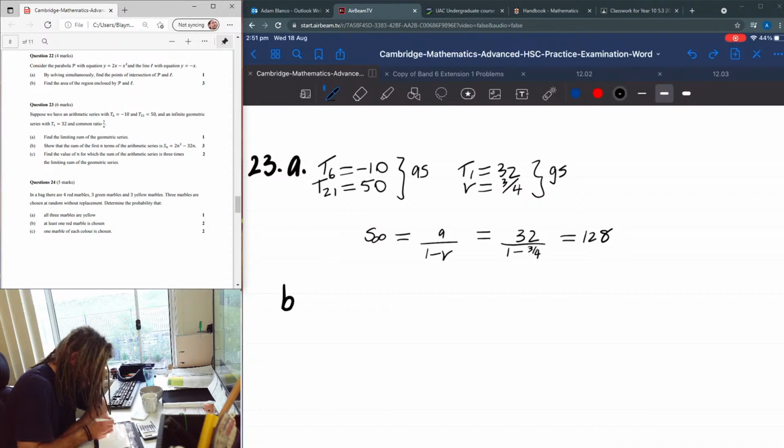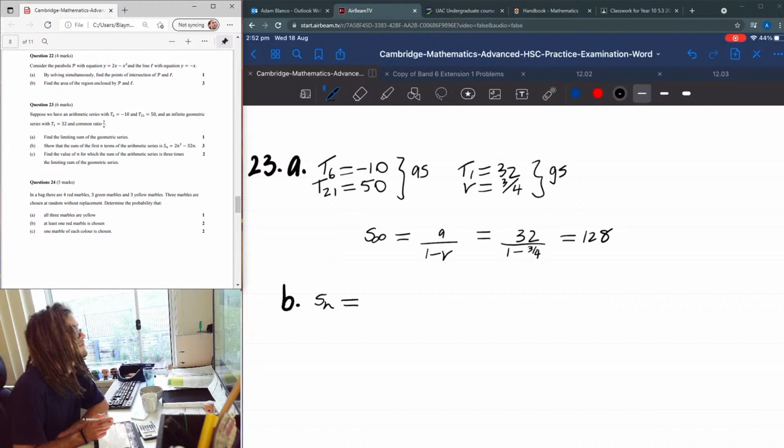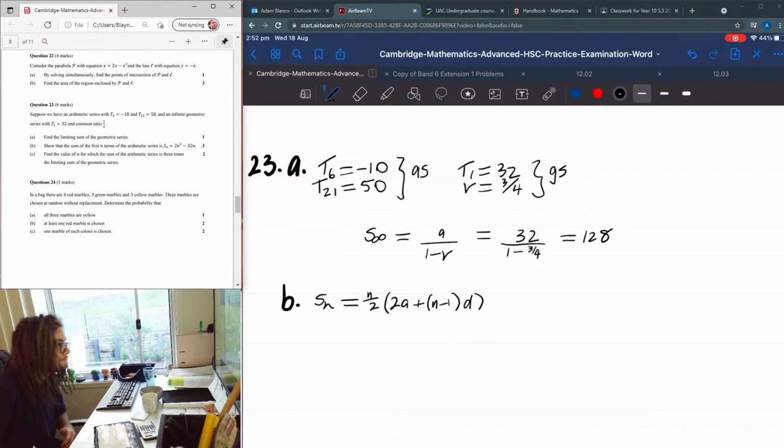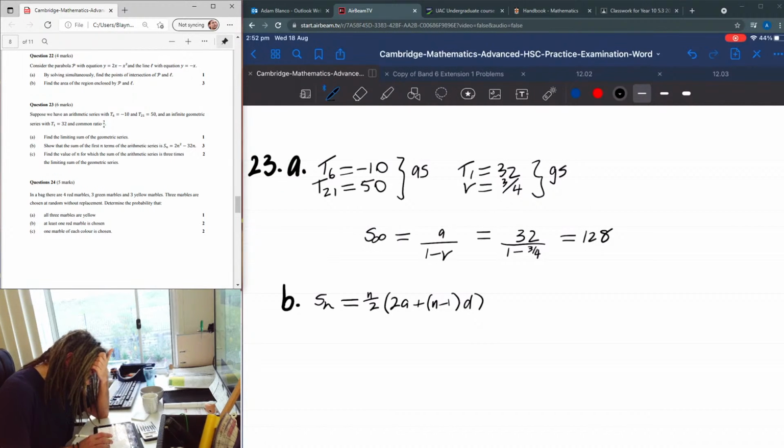B. Show that the sum of first n terms is that thing. So it's a proof. They told me the answer, so that's kind of nice. Now that's the arithmetic series. So my sum formula is, what is it again? It's n on 2, isn't it? n on 2 times 2a plus n minus 1 d. I'm pretty sure that's what it is.